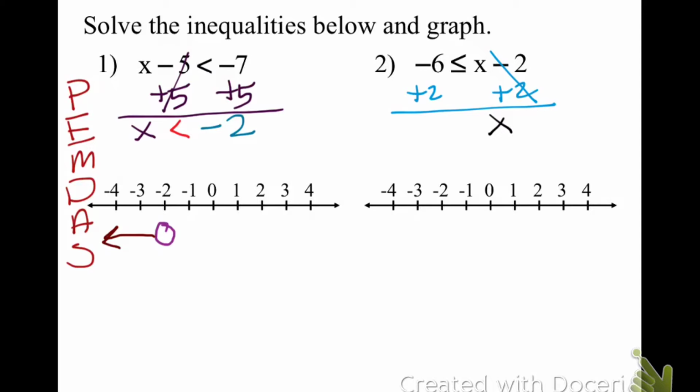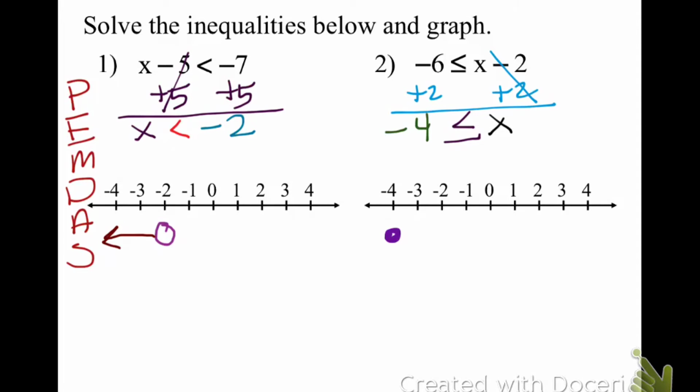Our inequality is less than or equal to, and negative 6 plus a positive 2 is going to give me a negative 4. So taking a look at my inequality, I have negative 4 is less than or equal to x. Because of my inequality sign, I know it's going to be a closed circle, so I find negative 4 and I draw my closed circle.